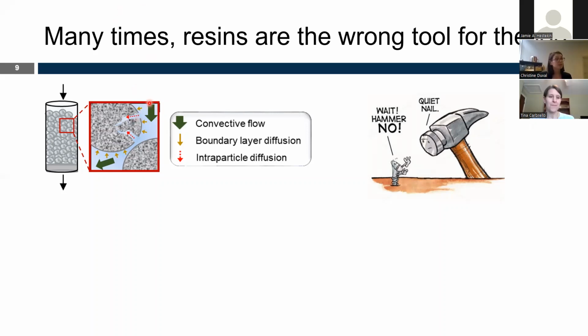And so with these resin-packed columns, if you want to have a fast separation, you basically limit yourself to only using the surface area of your resin, and you aren't able to utilize any of that area on the inside. Or you operate at slow flow rates, that way you can get full utilization of this packed bed, but then you have a slow separation.